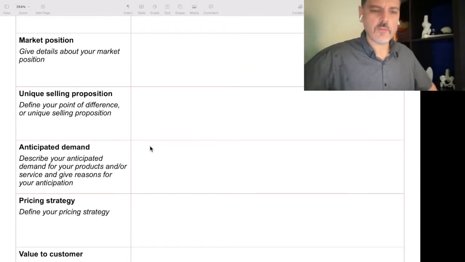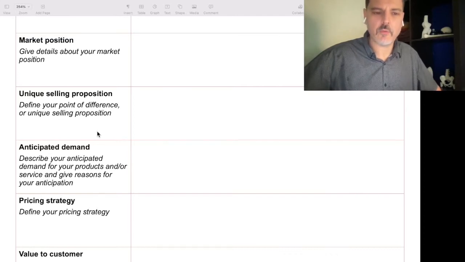Unique selling proposition. Some people call it a point of difference. Oh, there you go. Define your point of difference. So what is it about you that makes your business the one that people really want to go to? Why is it that they will choose you above other people?